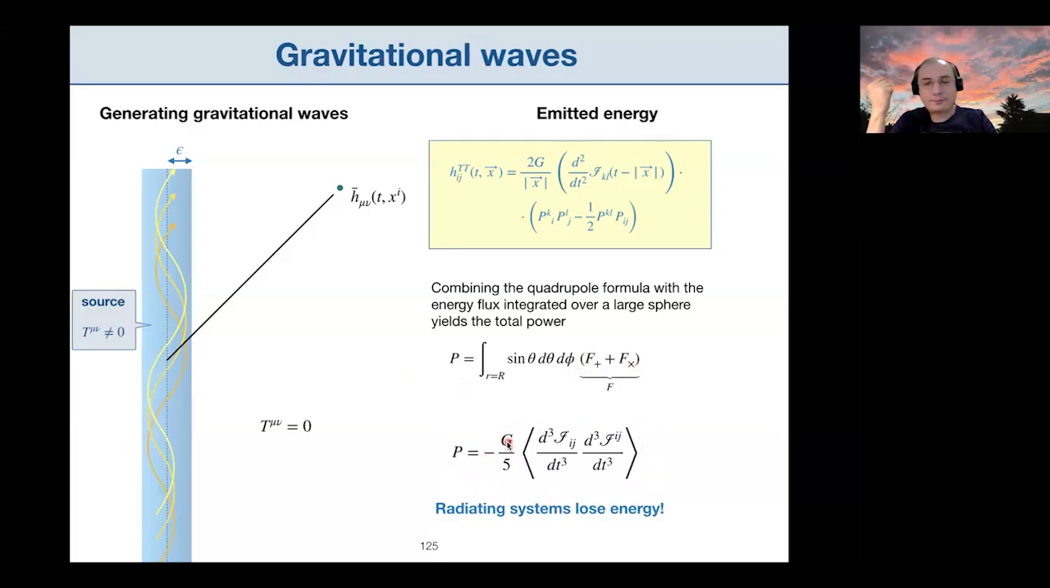You just take minus G over 5 times the average of the square of the third derivatives of the reduced quadrupole moment. And the angle brackets here denote coarse graining, or integration over a couple of periods of a typical gravitational wave. This thing tends to be quite variable, and we have to average it over a couple of periods of the wave in order to get the power. What is important here is that this is obviously a negative number, so radiating systems lose energy. There is no other way.